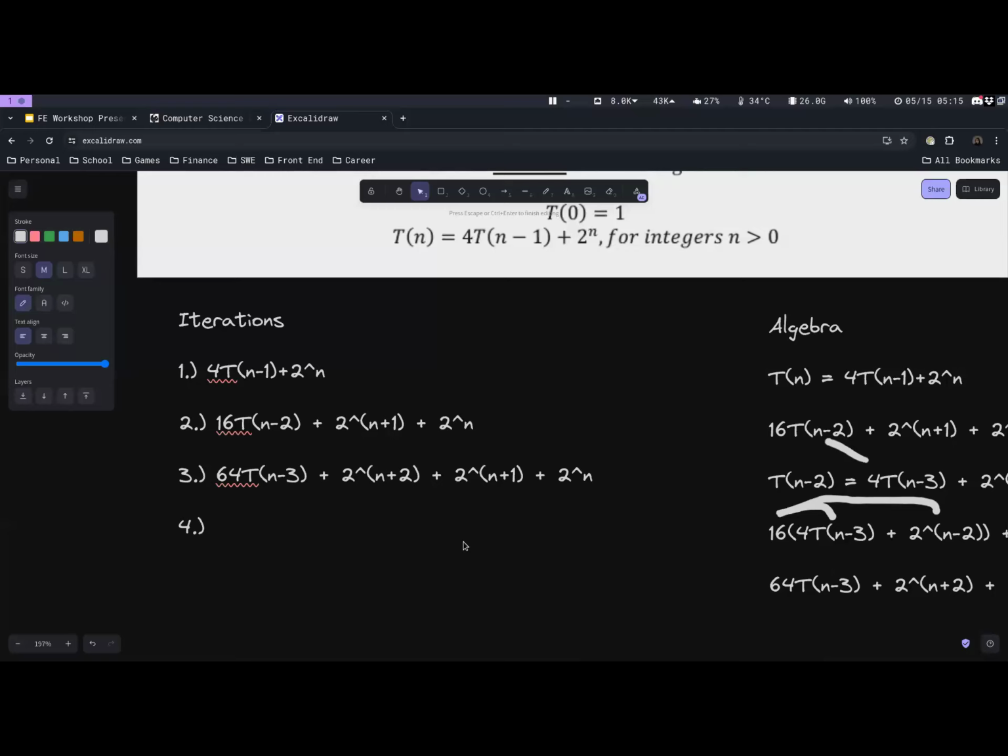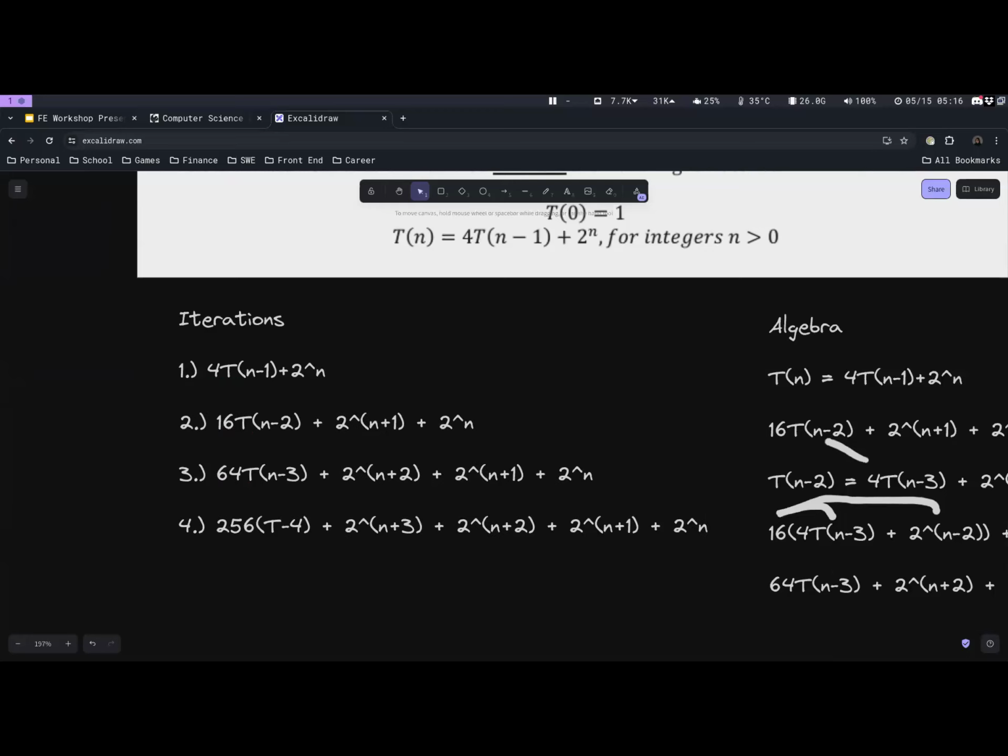Crazy thing is, we can see the pattern by now. So actually, we'll just say, hey, the next iteration is, what's 64 times 4, guys? I'm cooked. That's 256. 256 t n minus 4 plus 2 to the n plus 3 plus 2 to the n plus 2 plus 2 to the n plus 1 plus 2 to the n. Ta-da! Congratulations. So this is now our iterations.